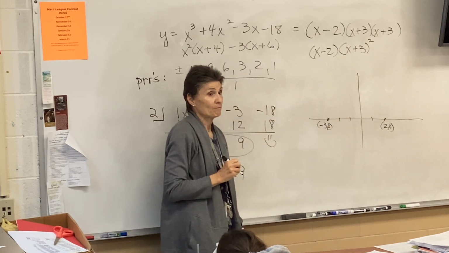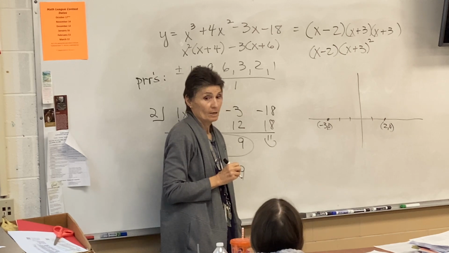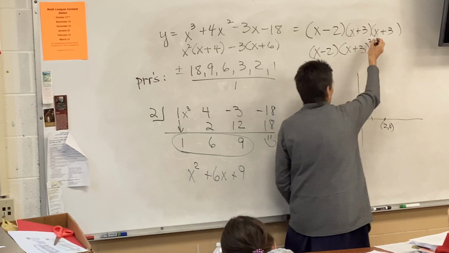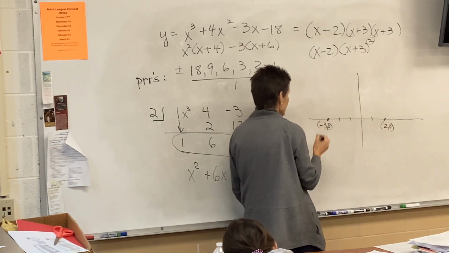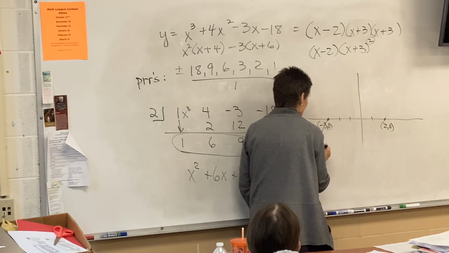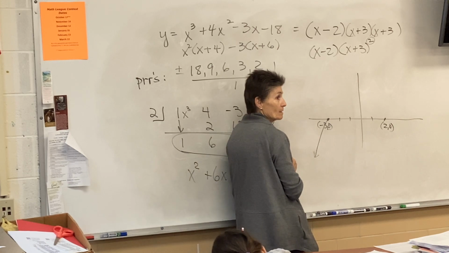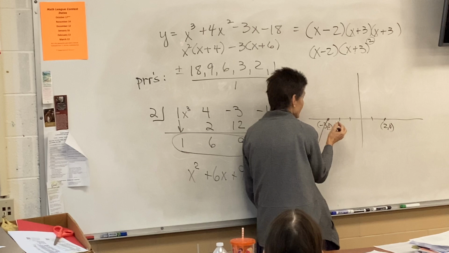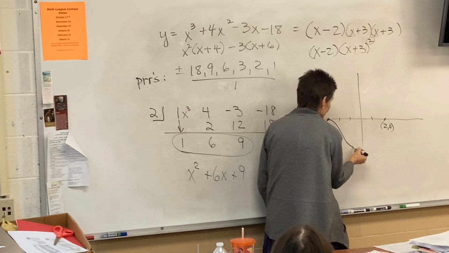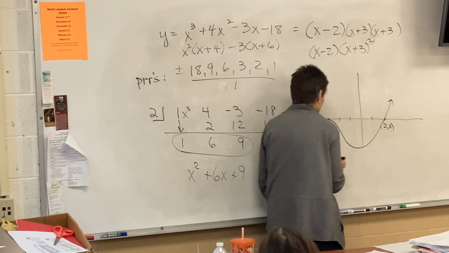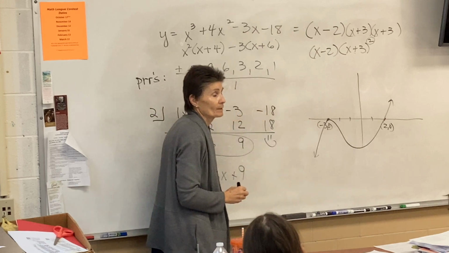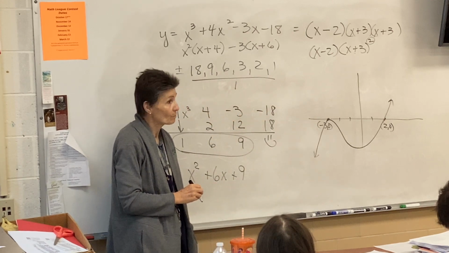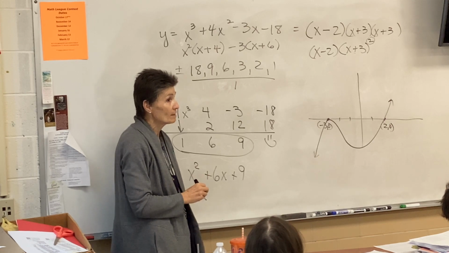So what does that mean for my picture? I'm gonna have a bounce here because of that. Now, it's still an x cubed, so it's still gonna start down here, right? But when it hits that, it's gonna bounce off, and that's what it's gonna look like. And that happened because we had a factor that was repeated. We have a squared factor.